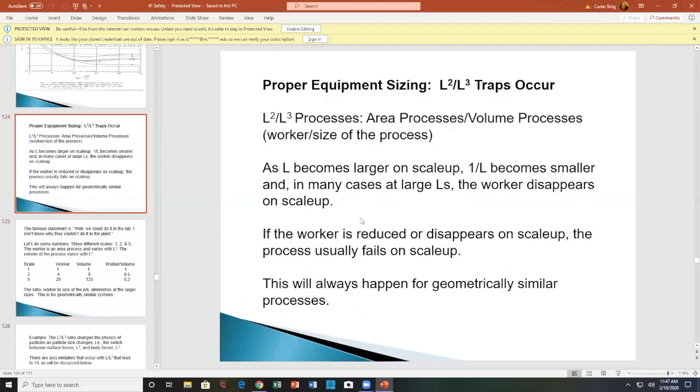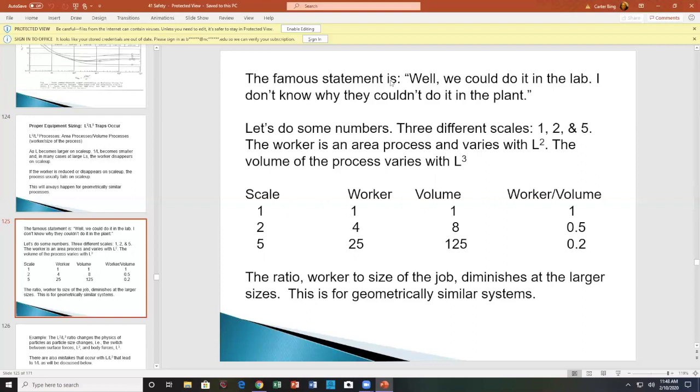You also have the idea of geometrically similar processes. You do not have to have geometrically similar processes. You should improve your process on scale up, right? Famous quote: well, we could do it in the lab. I don't know why they couldn't do it in the plant. Well, if you keep everything geometrically similar, this is what's going to happen to you.